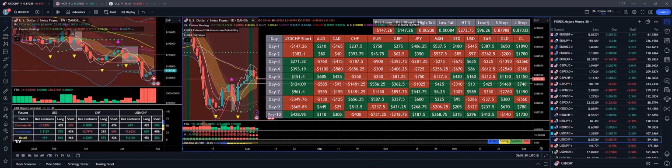US dollar, Swiss franc, no significant crowding out on the commitment of traders report, but below the dragon on the weekly and above the dragon on the daily, but still red in terms of overall weakness.